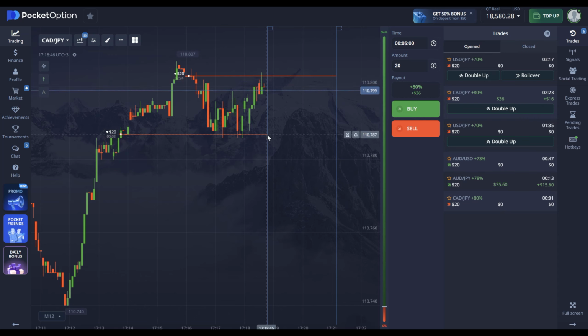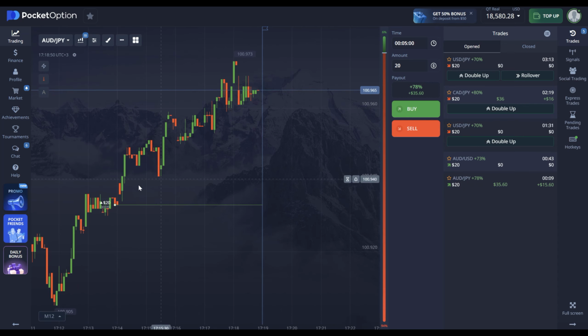Yes, there's nothing that can be done here anymore. Alright. The Australian dollar and yen are confidently in profit. We entered at the very bottom. After that, the price only went up. Our fourth trade is in profit.